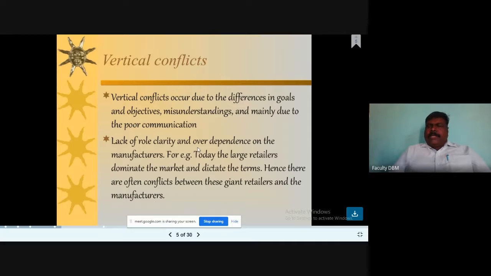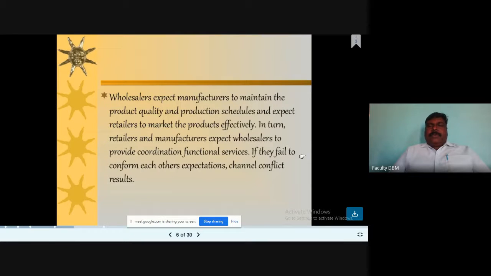Lack of role clarity and over dependence on the manufacturer are other causes. Today, the retailers dominate the market and dictate the terms. Hence, there are often conflicts between the giant retailers and the manufacturers. When a new company comes in and there is an old, experienced dealer, they try to have differences with the manufacturer. If the company says we'll give 20%, they say 40%. So some non-negotiable things will happen, and that is where the problem occurs.